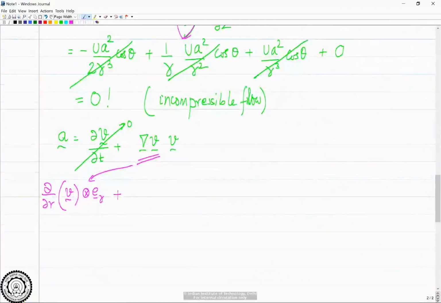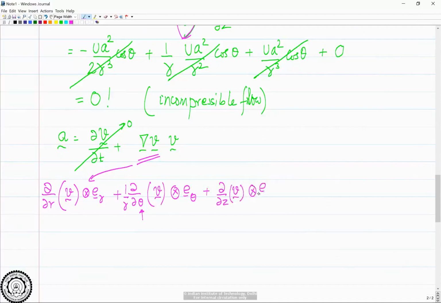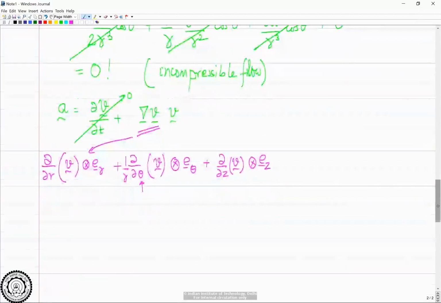So the gradient is then plus del by del theta, and then you have 1 by r also. Why is 1 by r there? Because the gradient is with respect to space, the length dimension. So I have to multiply with 1 by r, because you see theta is dimensionless, no? That's why. And then v, and you have tensor product e theta plus del by del z of v tensor product Ez.